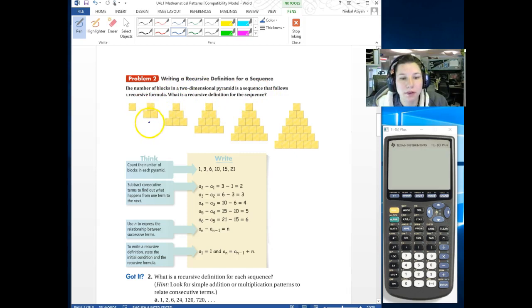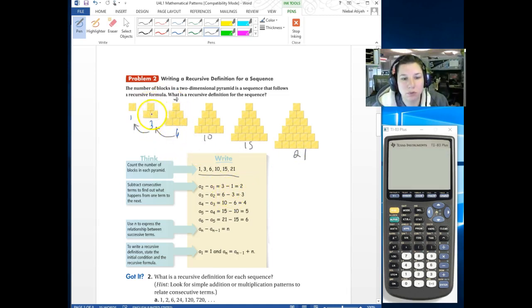So you have this sequence. There's 1 block here. We have 3 here, 6 here, and there's a relationship between them. In order to figure out what this next number is, I need to include the number before it. So they show you the pictures of the blocks. You want to write out how many there are in each one, and then you're filling in the dots.